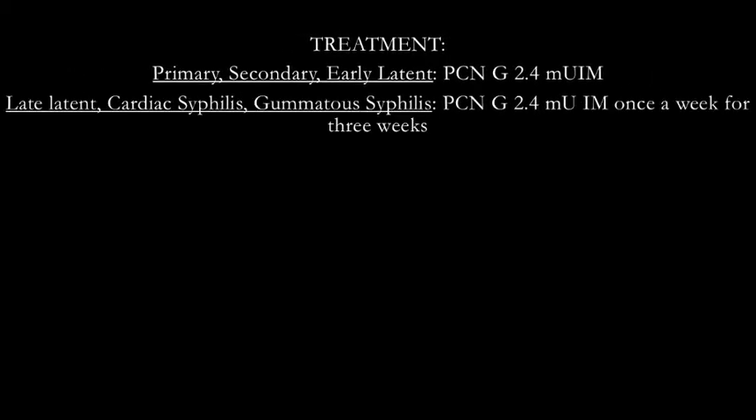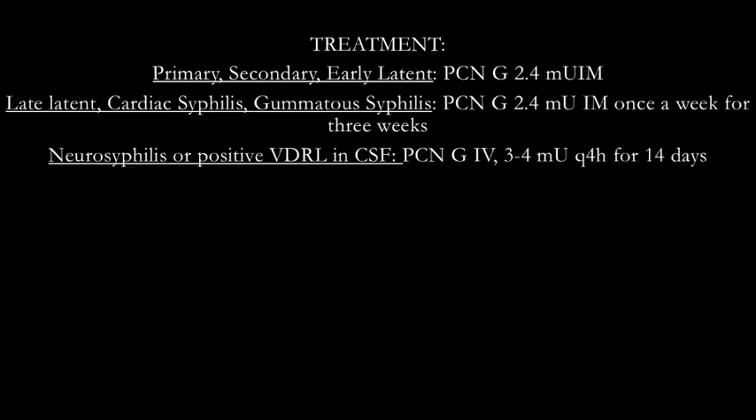Late latent cardiac or gummatous syphilis require 2.4 million units of penicillin G intramuscularly delivered once a week for a total of 3 weeks. And lastly, patients with neurosyphilis, or asymptomatic patients with a positive VDRL in their CSF, are all treated with penicillin G IV 3 to 4 million units every 4 hours for 14 days. If you have a penicillin allergy, you can use doxycycline or tetracycline.